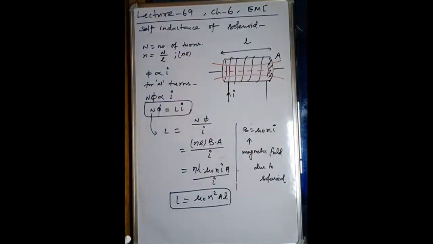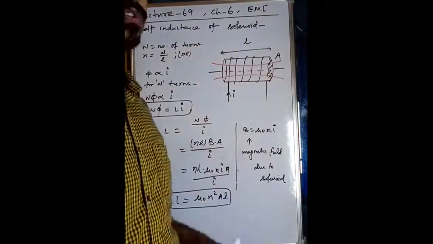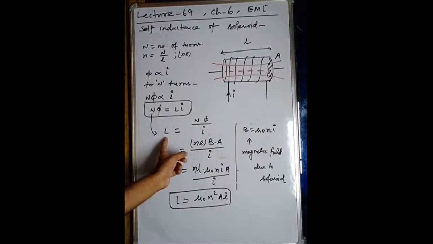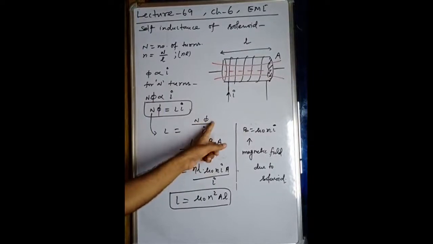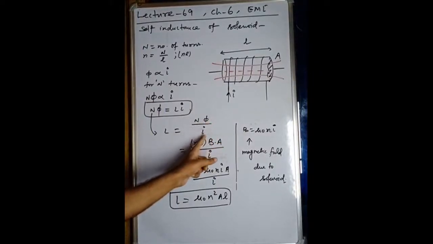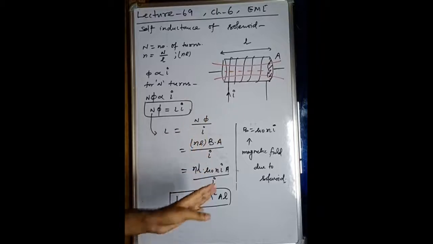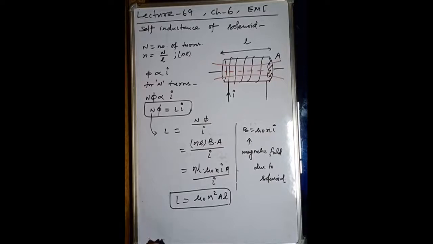Now students, I hope you can solve any question if you are asked to find the self-inductance. Remember, to find the self-inductance, what you actually have to find is the flux, and divide the flux by the current. If there is only one turn, you write phi by I. If there are more than one turn, that is N turns, then you write N phi divided by I. The rest are very simple calculations.